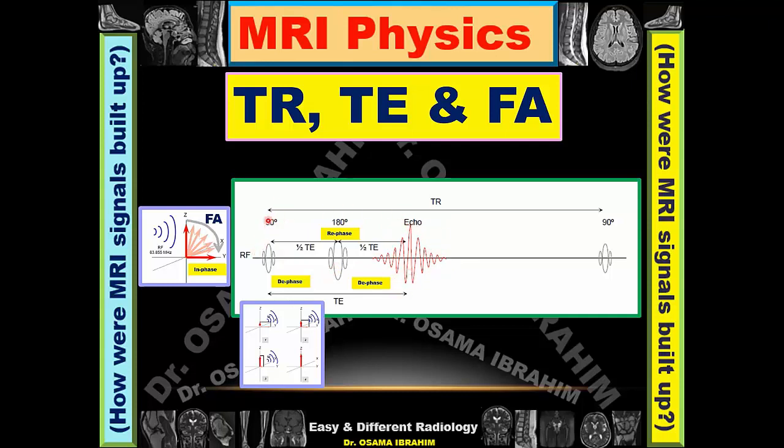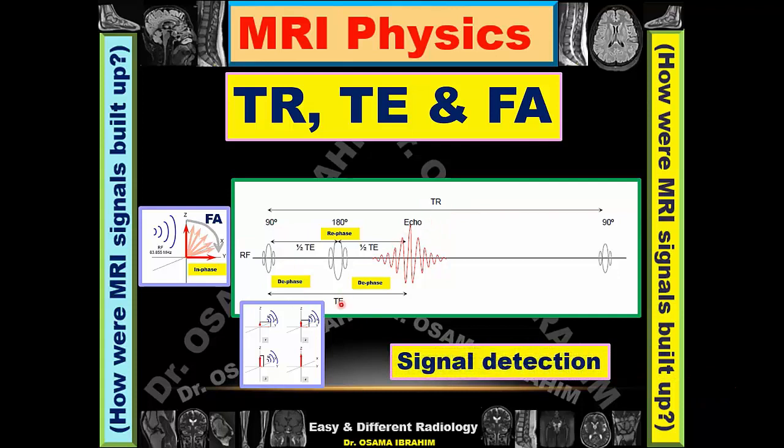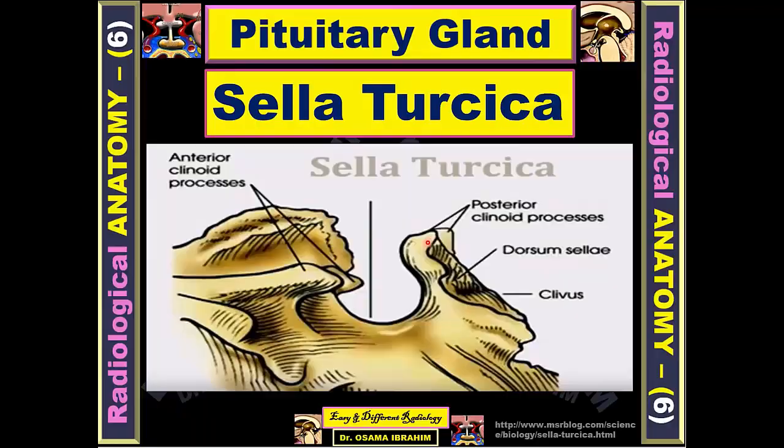However, the time between the two 90 degree radio frequency pulses, this is the repetition of the pulse, is called repetition time or TR. So we have now three factors: TR, TE, and FA, and these are the MRI parameters.